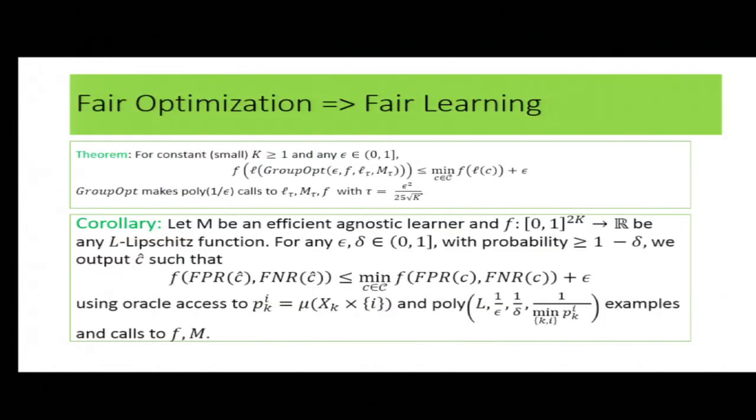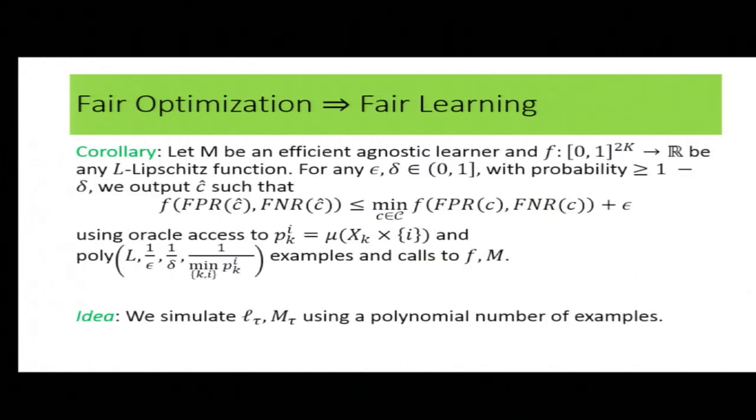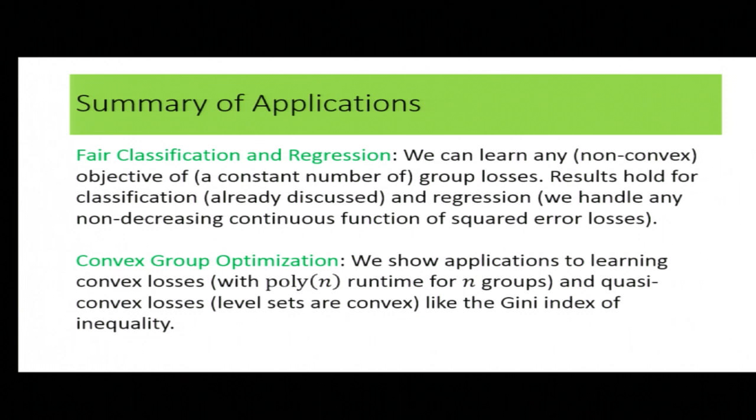And so in our paper, we also show that fair optimization implies fair learning. So this is pretty much the learning result. The idea for the learning result is that, remember, L tau was the loss assessor, M tau was the linear optimizer. We just use a polynomial number of examples to simulate both L tau and M tau.